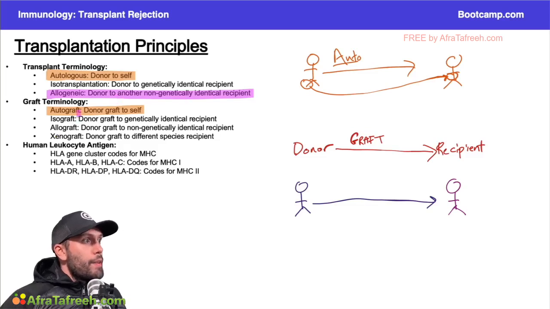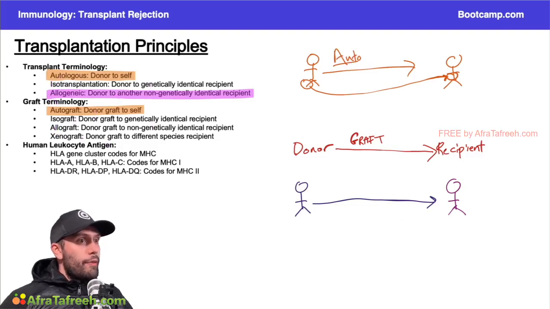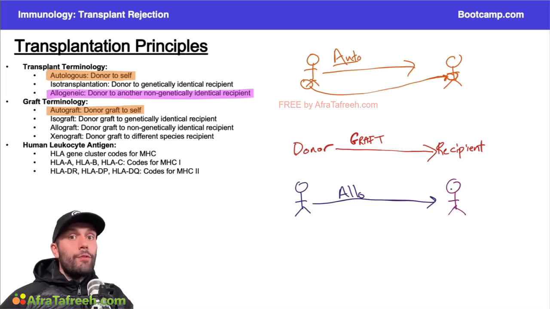All right, and so again, going with this prefix here, auto, right? Previously, this would be allo, right? This is an allograft. Okay, so this type of graft would be an allograft when it goes from one person to another if they're not genetically identical.